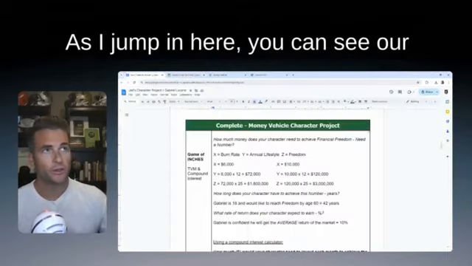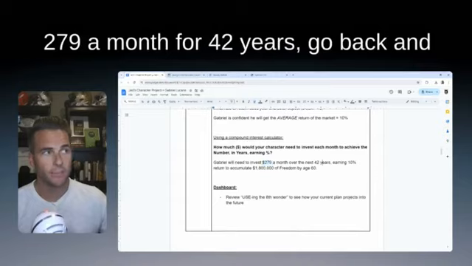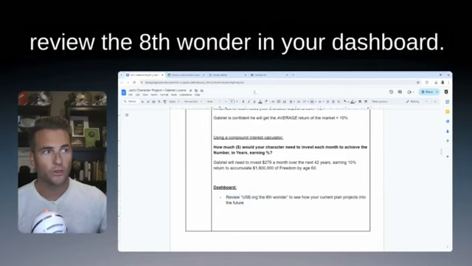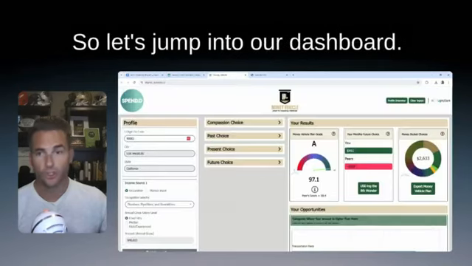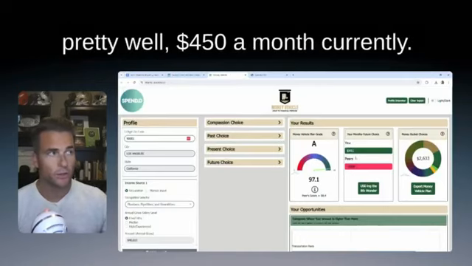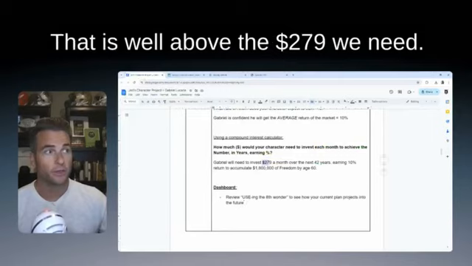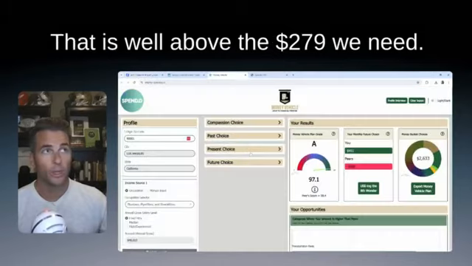As I jump in here, you can see our character project says, now that you have identified $279 a month for 42 years, go back and review the eighth wonder in your dashboard. So let's jump into our dashboard. You can see Gabriel is still doing pretty well. $450 a month currently. That is well above the $279 we need.